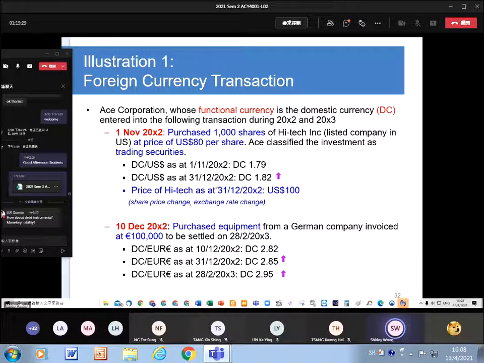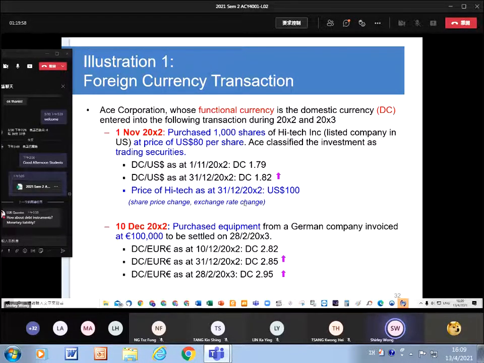And then at the year-end day, the exchange rate increased to 1.82. It means that the US dollar is strong, the US dollar appreciates, and you hold some asset that is denominated in US dollar. Therefore, you will have an exchange rate gain. And then at the year-end day, the price of these shares increased from 80 to 100.